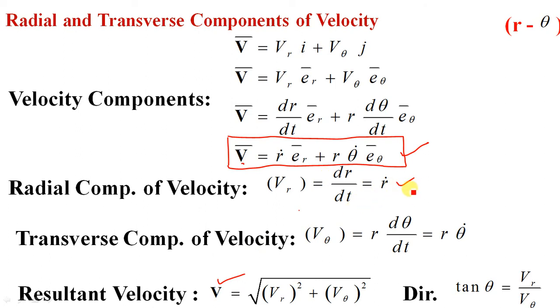So your aim is you have to remember what is Vr, r dot, and what is V theta, r theta dot. This is the important formula. Just remember Vr is equal to r dot, V theta is equal to r theta dot, and substituting the values in this equation, you will get the value of V.